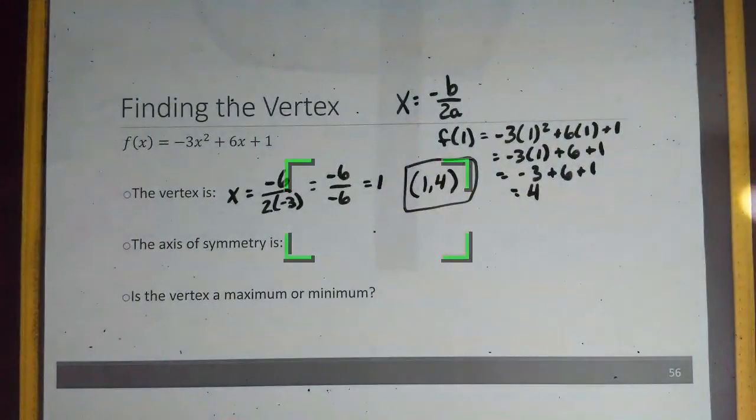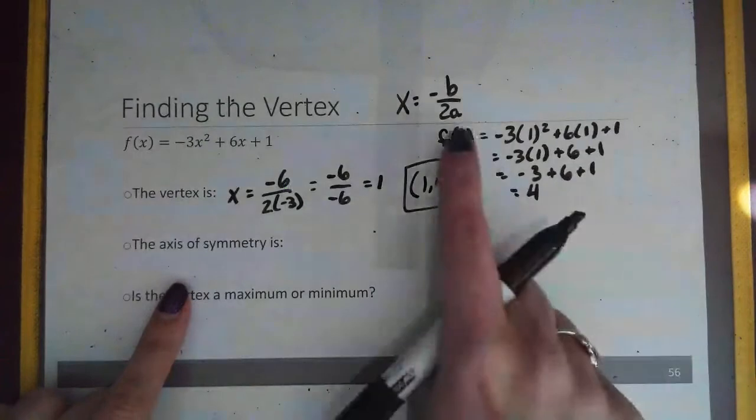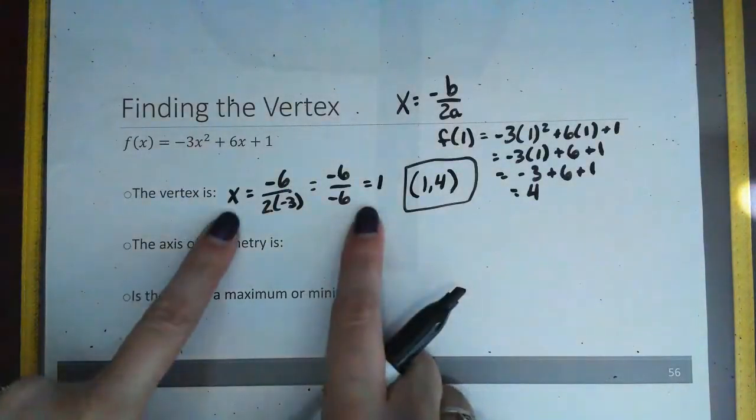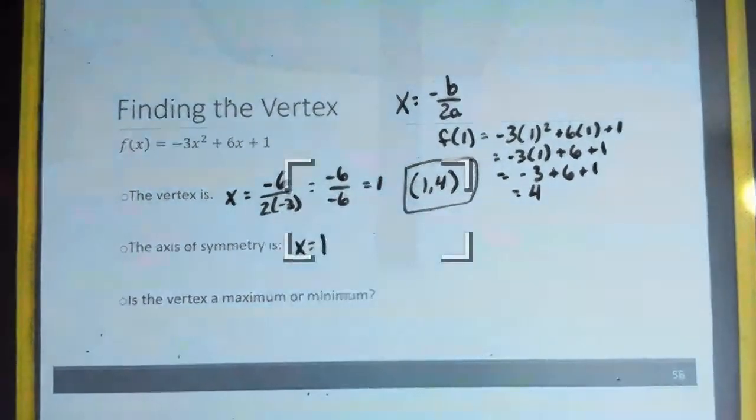So you have to keep in mind that our vertex is always a point. For the axis of symmetry, we use the same equation that we did for the x value of the vertex. That was x equals 1 is what we got in the end. That is our equation. That's all there is to it.